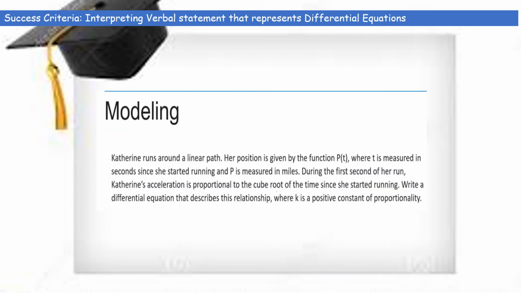Let's see here what they are asking you to model. Catherine runs along a linear path. Whenever we talk about linearity, a few things come to mind. That means direct variation, or being directly proportional to each other. If one is increasing, the other is also increasing, or if one is decreasing, the other is decreasing. Her position is given by P of t. This is the symbol to denote the position of Catherine, where t is measured in seconds since she started running, and P is measured in miles.